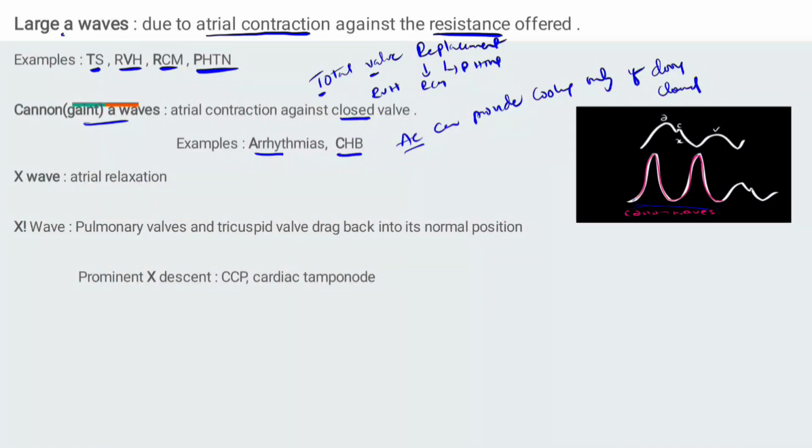X wave indicates atrial relaxation, and the X dash wave represents pulmonary valve opening and the tricuspid valve being dragged back into its normal position. So we can see a prominent X descent in constrictive pericarditis and cardiac tamponade.